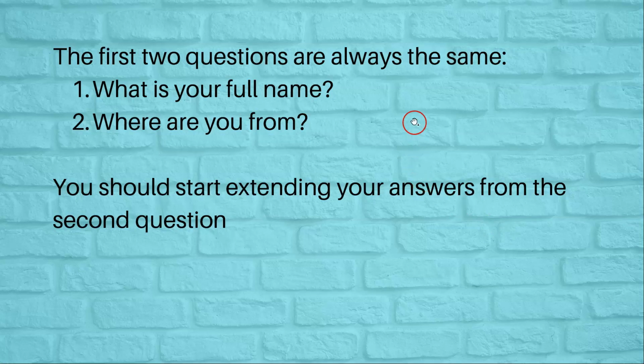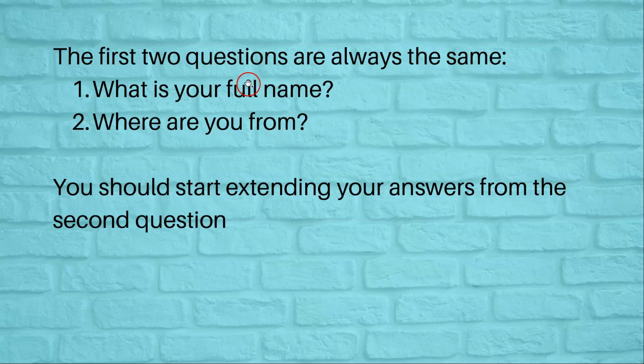The first 2 questions are always the same. The first question is, what is your full name? And the second is, where are you from? So you should start extending your answers from the second question. That is usually the best way to go. The first 2 questions will be the same for every candidate.